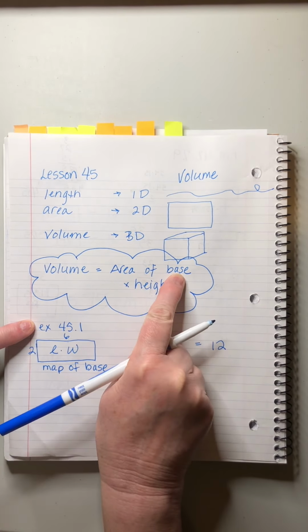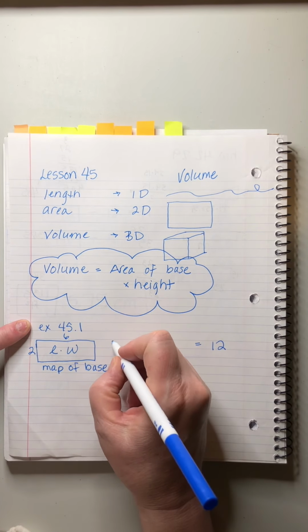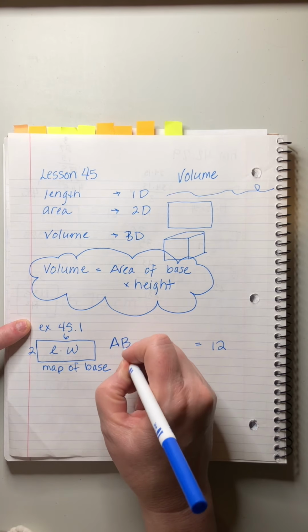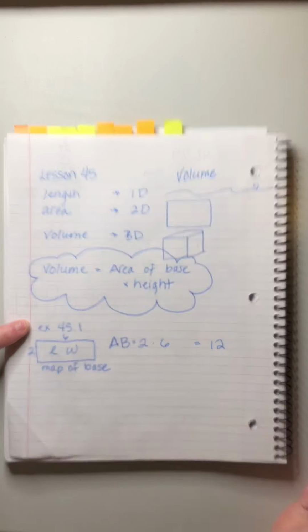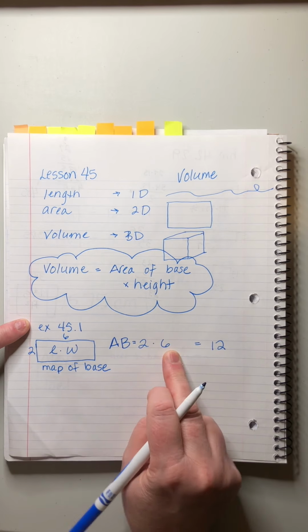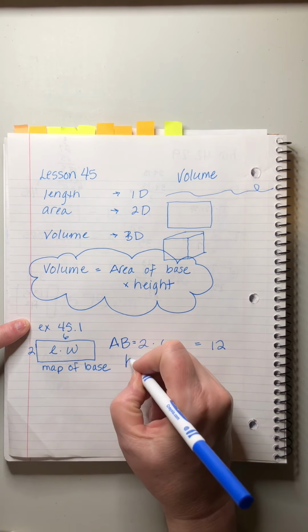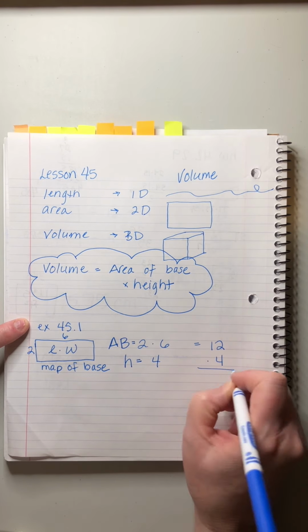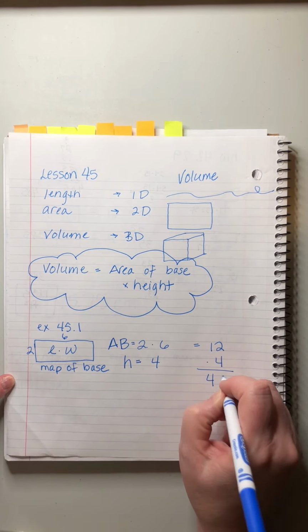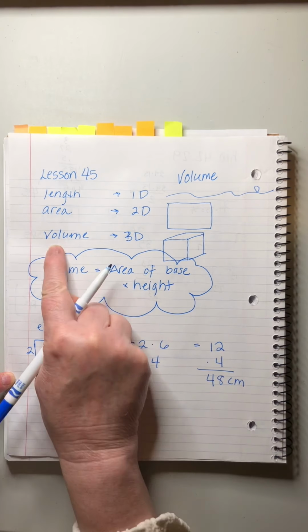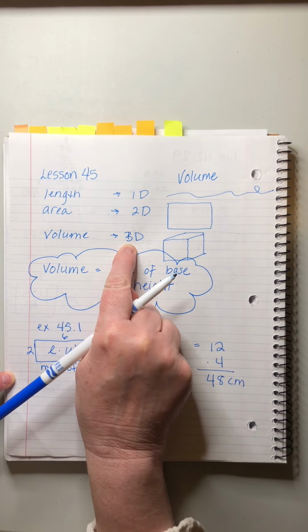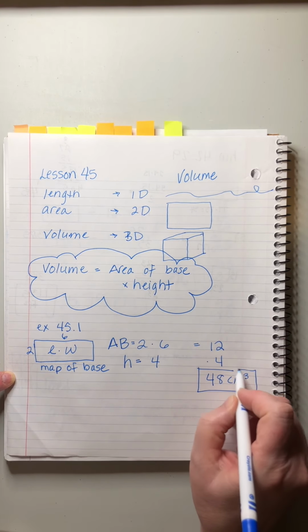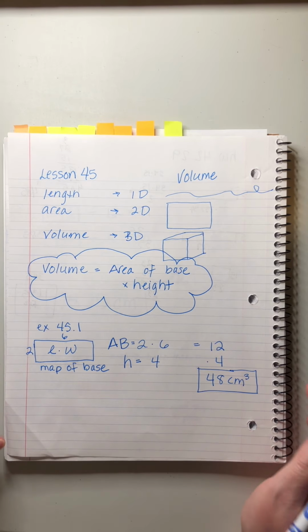That's the area of the base, okay? So I'm going to write area. I'm going to substitute it like that, AB. The area of the base equals 2 times 6, which is 12. The height, John told us, is 4. So then we're going to multiply that by 4. And our final answer will be 48. He told us it was centimeters. Volume is a three-dimensional measure, so it's always centimeters cubed. Cool, right? And so easy, you guys.